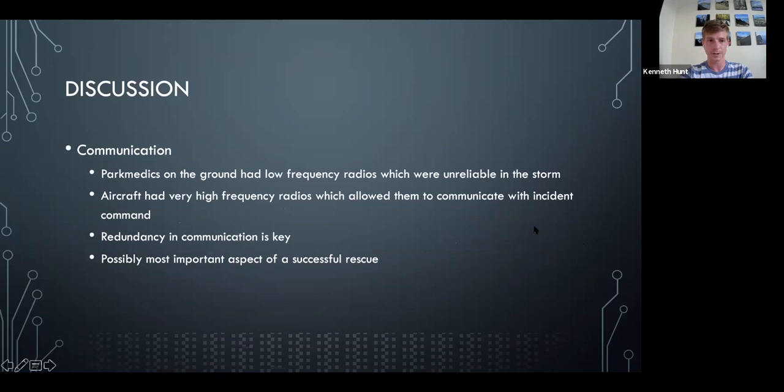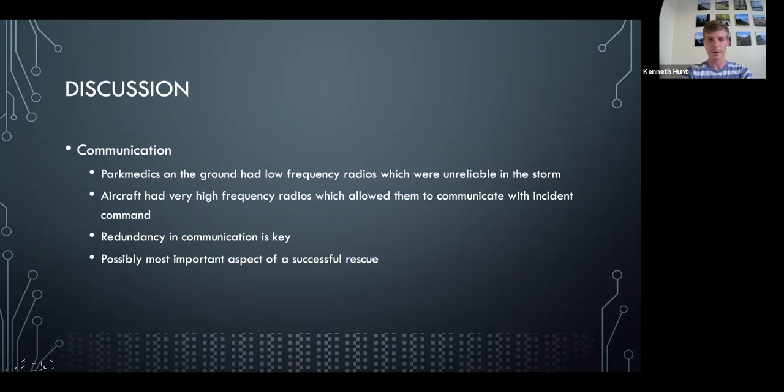So communication: the park medics on the ground had low frequency radios, which were unreliable in the storm. And the aircraft had very high frequency radios, so they could communicate with incident command, who were able to tell them that there was going to be a break in the weather. And that's why four helicopters were able to land quickly in a row and evacuate the scene. And it could have gone smoother had they known those helicopters were coming. So redundancy in communication is key.